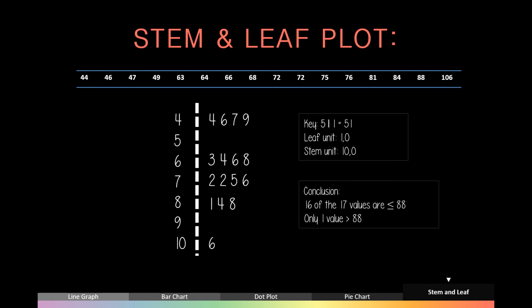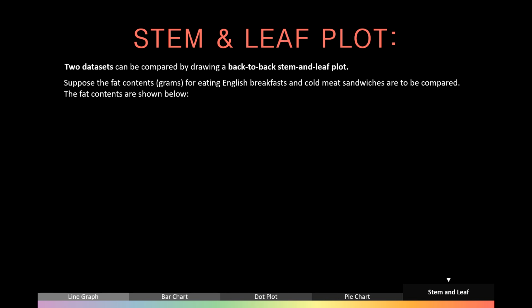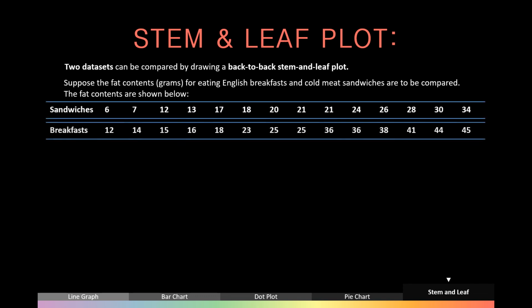and only one value is greater than 88. In the next example, we're going to consider two data sets and we're going to compare them using a back-to-back stem and leaf plot. So let us suppose that the fat content in grams for English breakfast and cold meat sandwiches are to be compared, where the data is listed below.